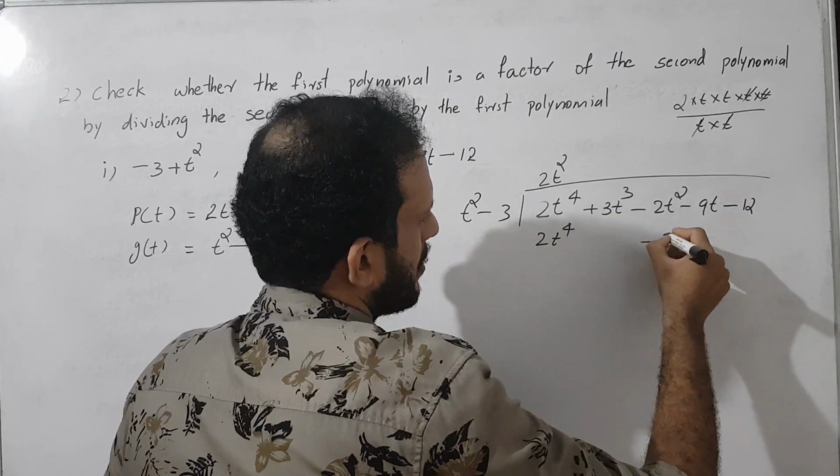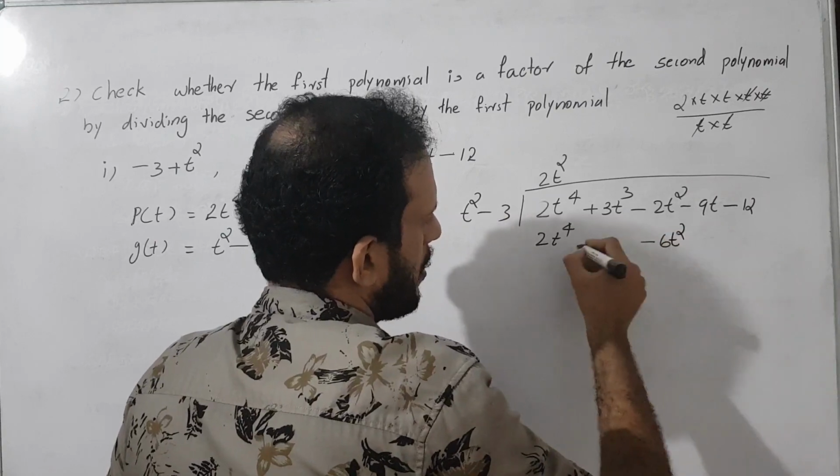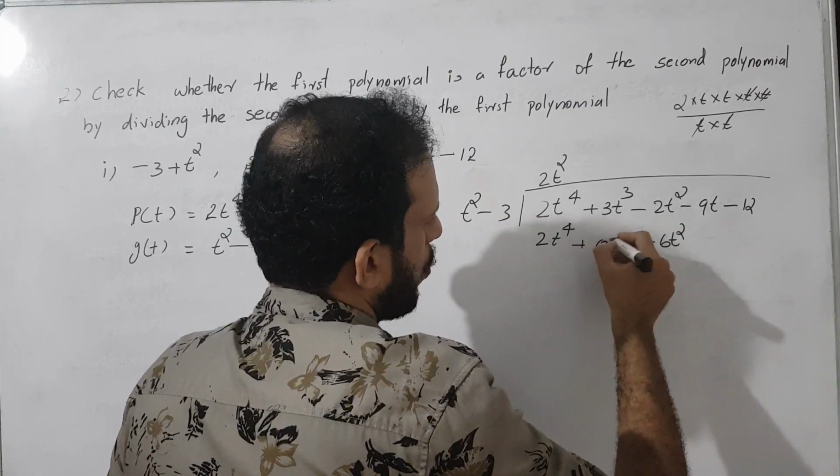Minus 6t square. Then if you need you just add here 0t cube.